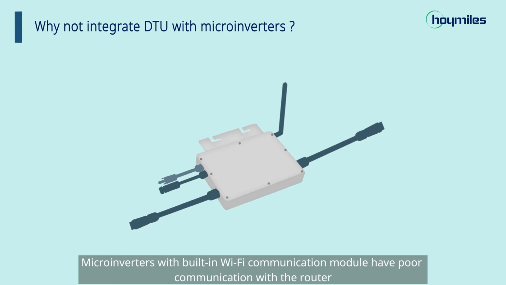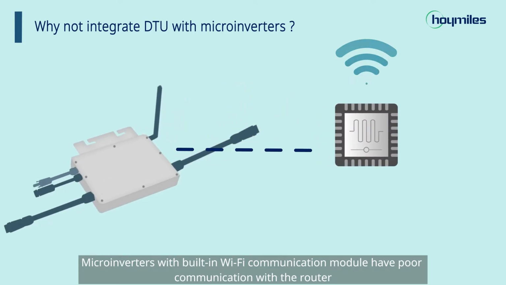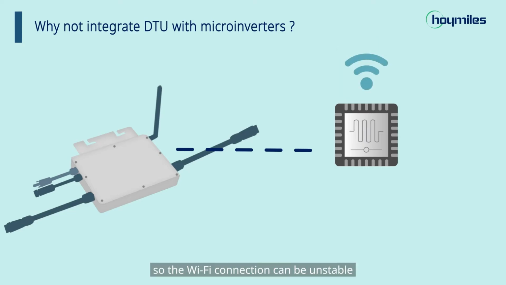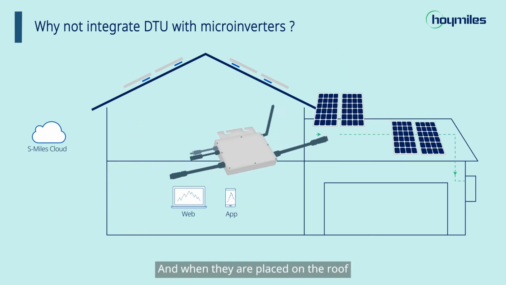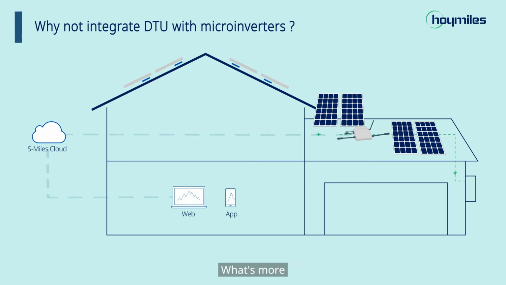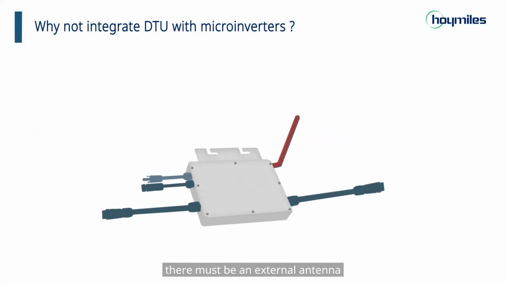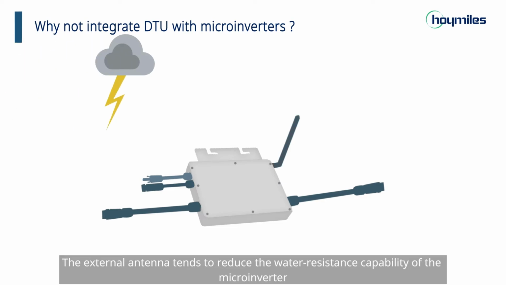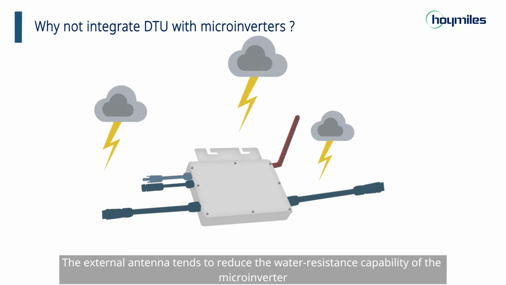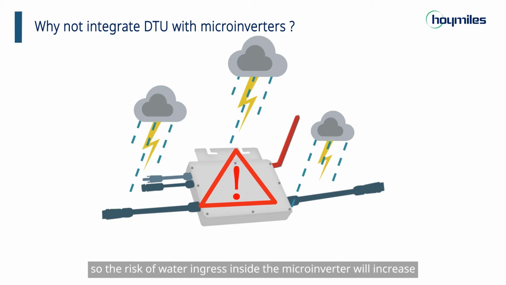microinverter. Microinverters with built-in Wi-Fi communication module have poor communication with the router, so the Wi-Fi connection can be unstable, and when they are placed on the roof, it will be difficult for them to communicate stably with the router placed indoor. What's more, for the built-in communication module to work, there must be an external antenna.